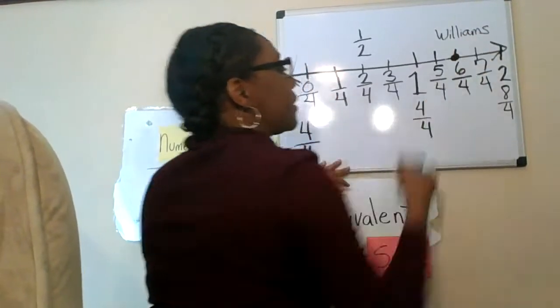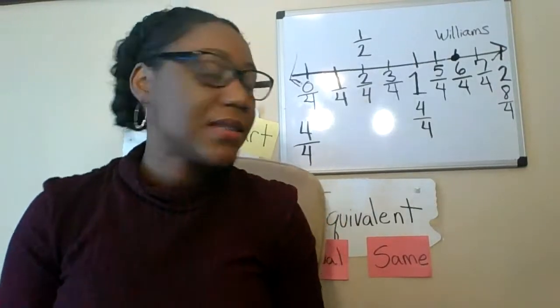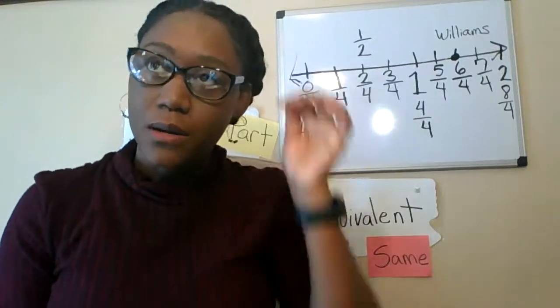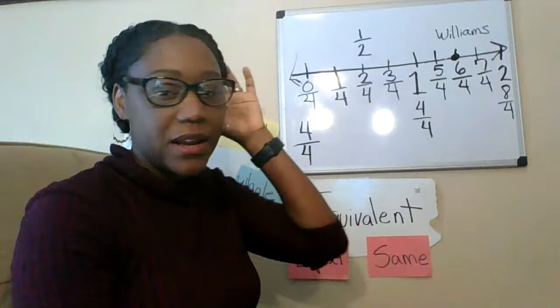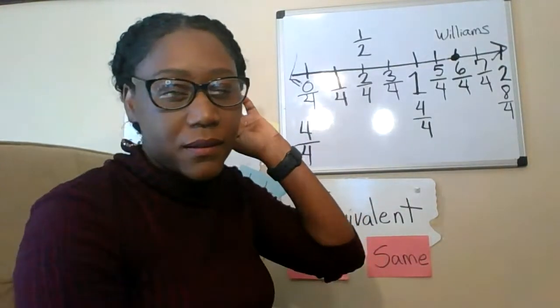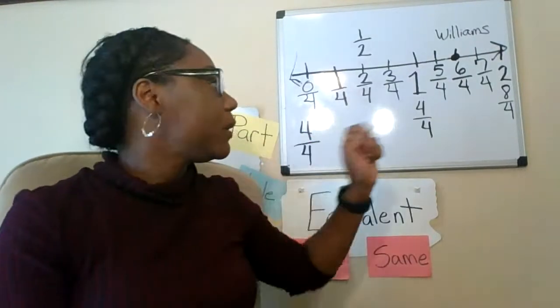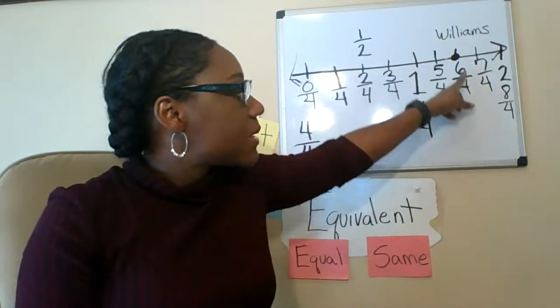Right here at 6 fourths. Now, there's another way that I can say that. Instead of just 6 fourths, how else can I tell you how far I walked? Because I walked past a mile. How can I write it as past a mile? So it would be 1 mile plus 1 fourth plus what?